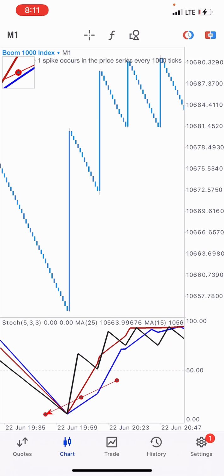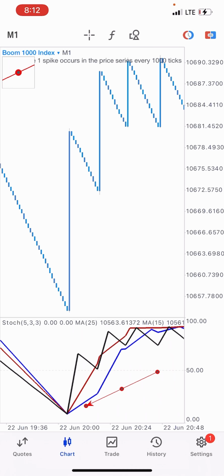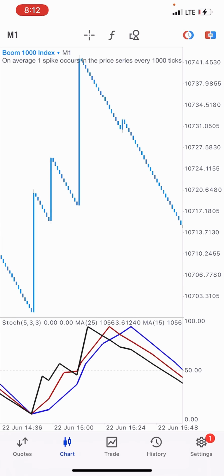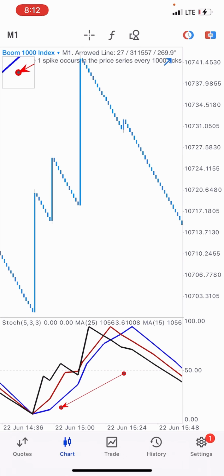You wait for all the indicators to converge at this point. Wait for the black line pointing to the upside. You wait for the red and the blue line to cross that black line, also facing the same direction. You enter the market. This is Boom 1000. The secret of this strategy is to keep repeating the same thing.